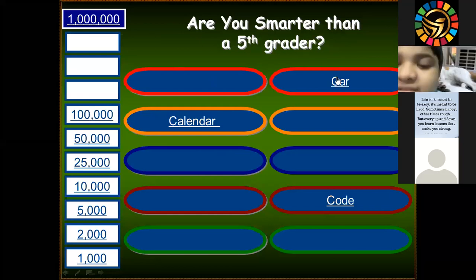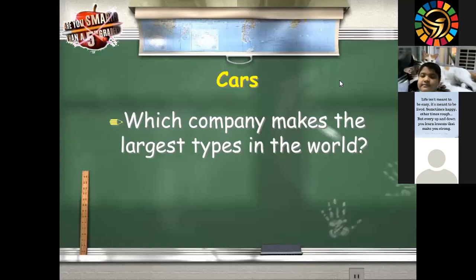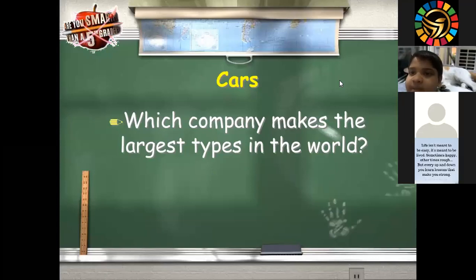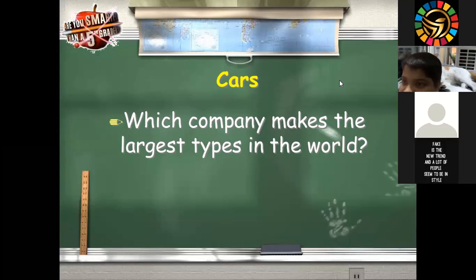Okay, Zed, I'm going for Zed's answer now. Car. Okay. Which company, this is a tricky question, remember? Which company makes the most tires in the world? The largest tires or the most number of tires should be the question. Remember, it's a tricky question. It should be most number of tires. Tata. This is a tricky question. Bridgestone, Apollo, Tata's not the right answer.